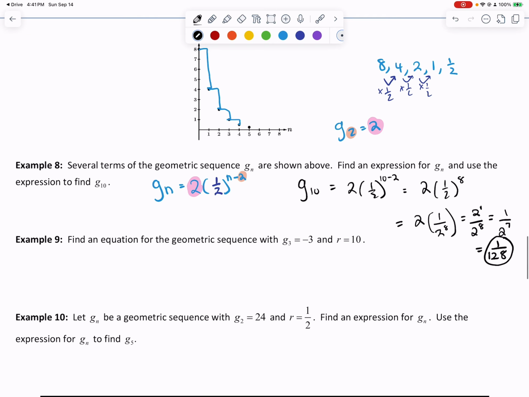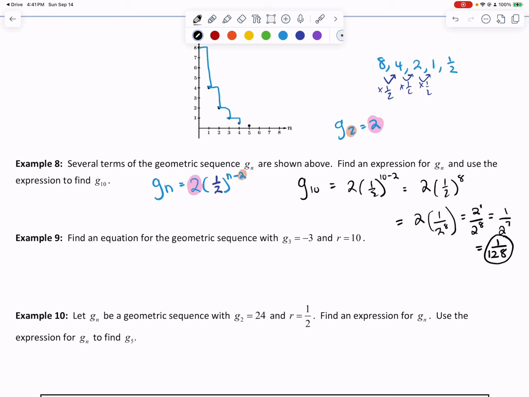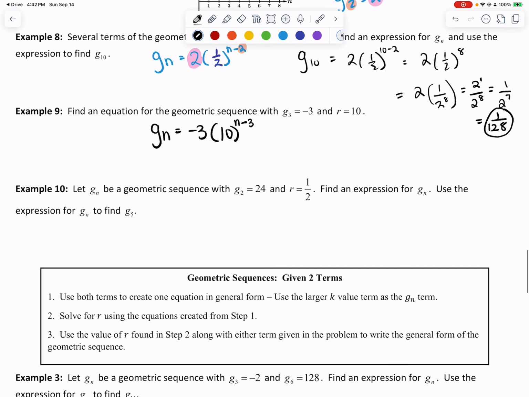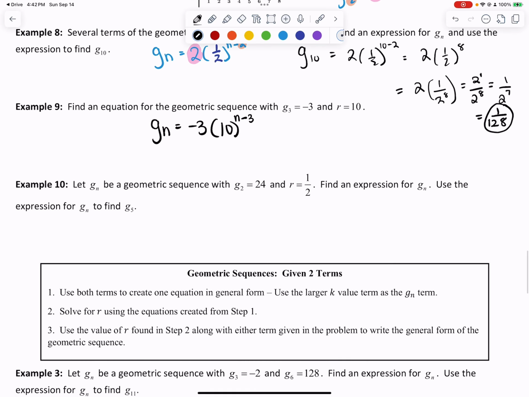If we want to find an equation for the geometric sequence with that given information, g sub n, we take our known term and we multiply it by the common ratio to the power of the difference in the term numbers. So the term I'm trying to find minus the term I used and started with, which was the 3rd term, g sub 3. All right, last example in this section, g sub 2 equals 24 and r is 1/2.